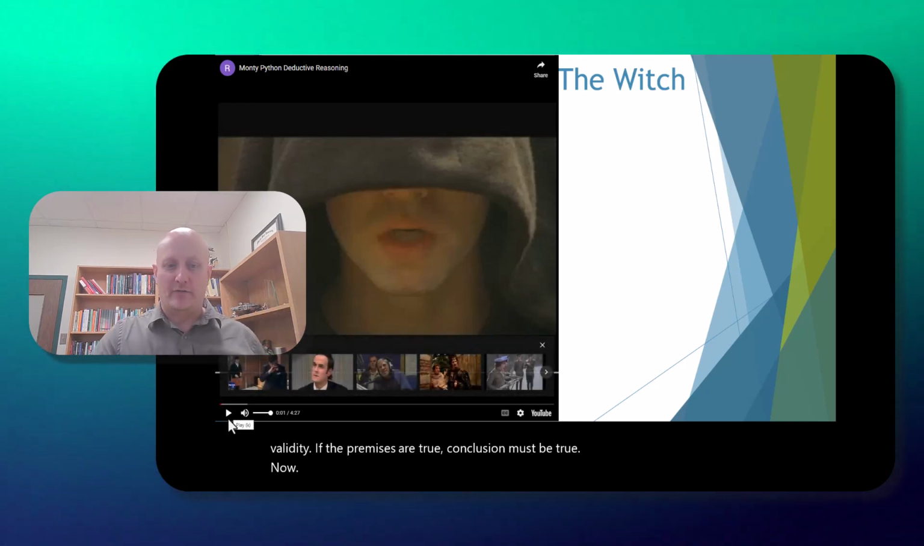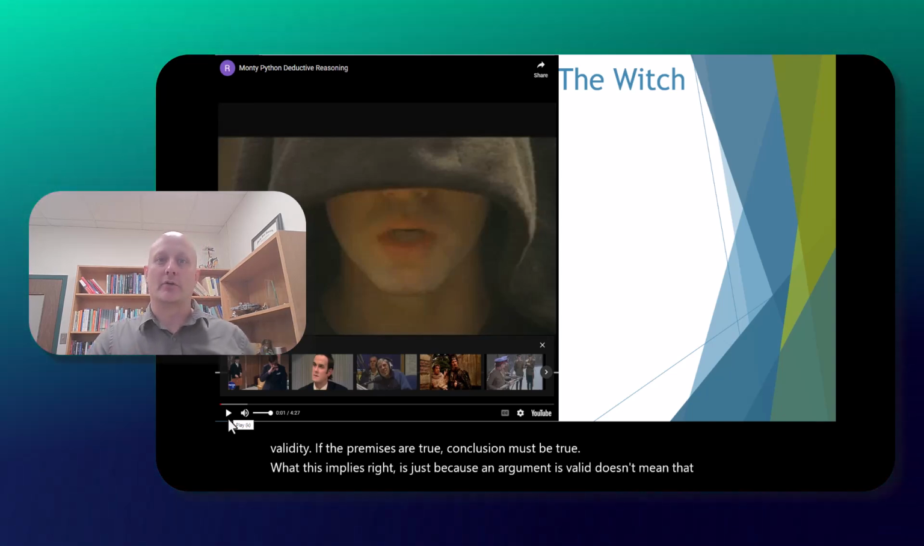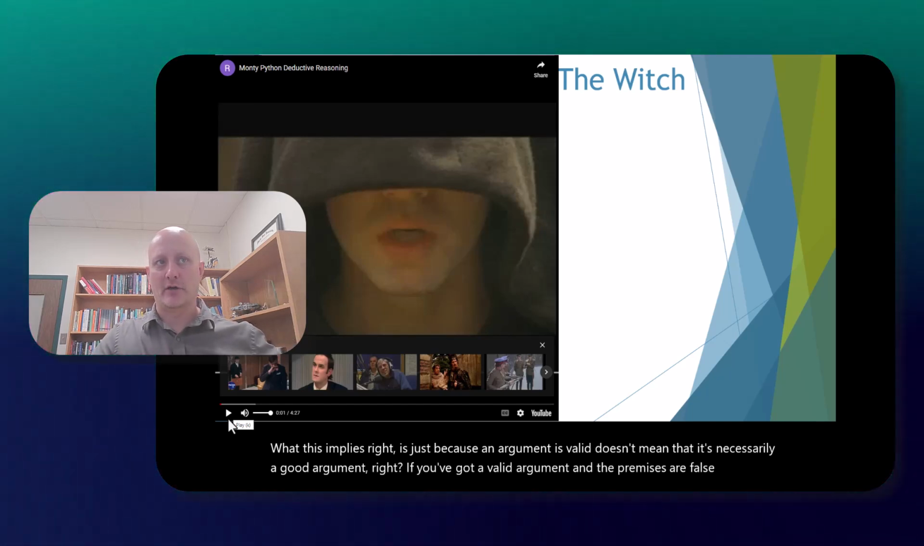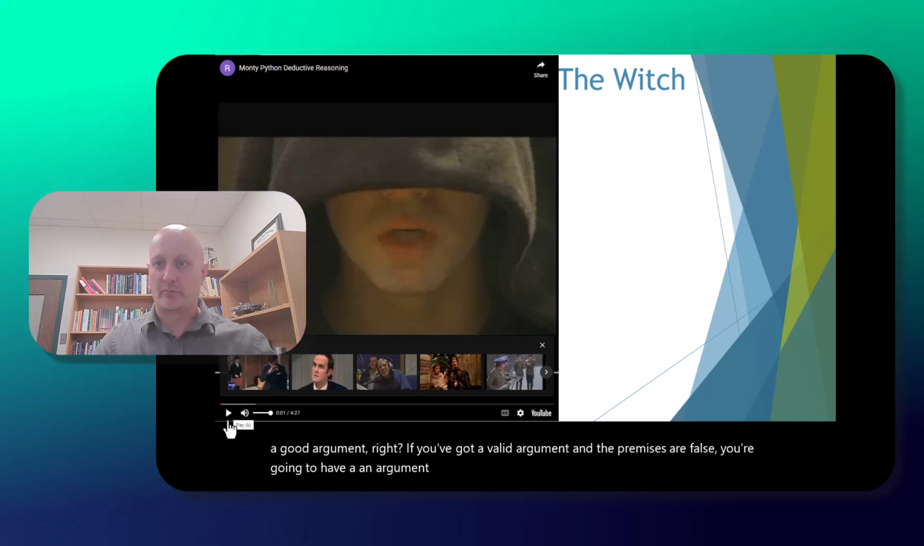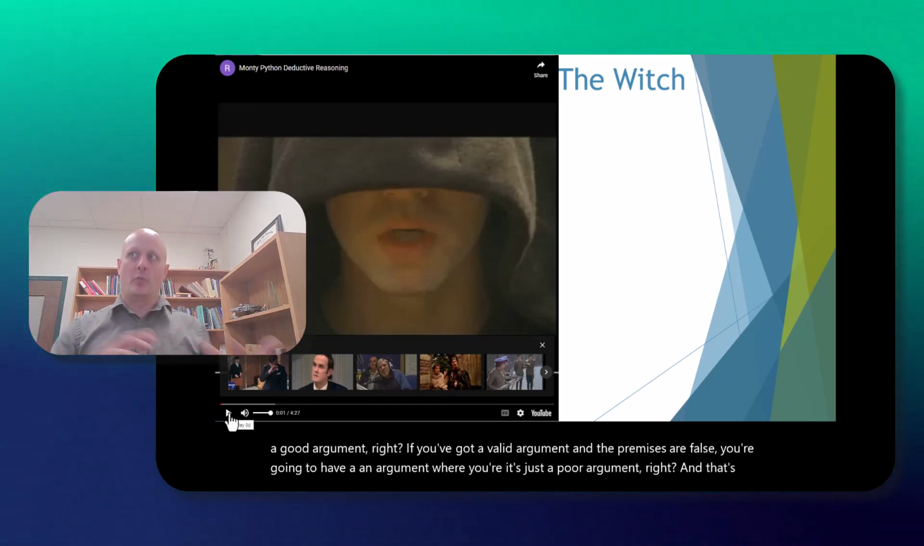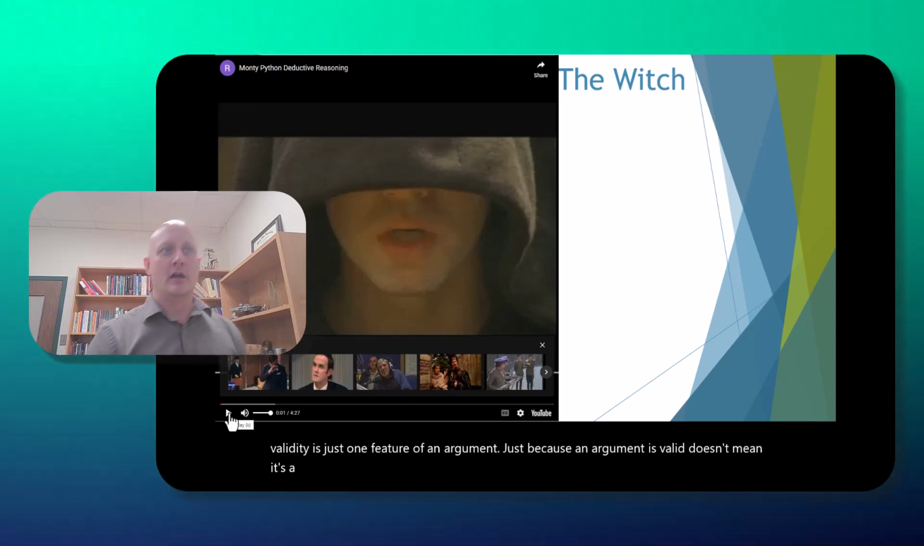Now, what this implies is that just because an argument is valid doesn't mean that it's necessarily a good argument. If you've got a valid argument and the premises are false, you're going to have a poor argument, and that's okay. So validity is just one feature of an argument. Just because an argument is valid doesn't mean it's a good argument.